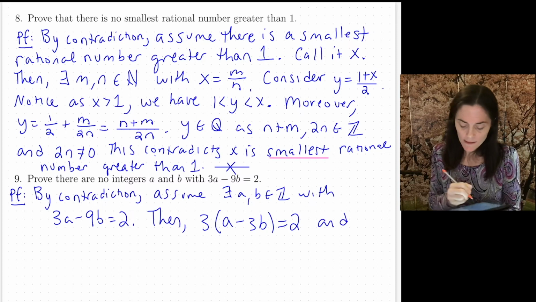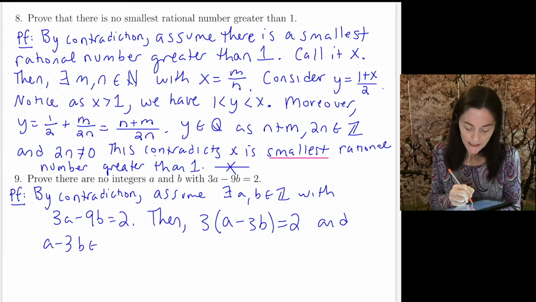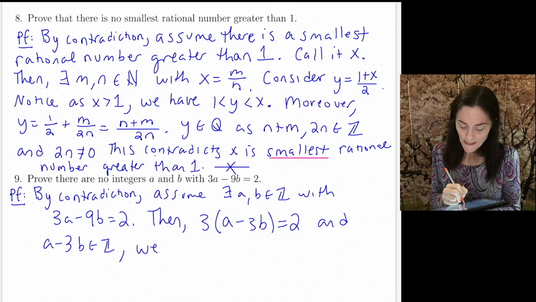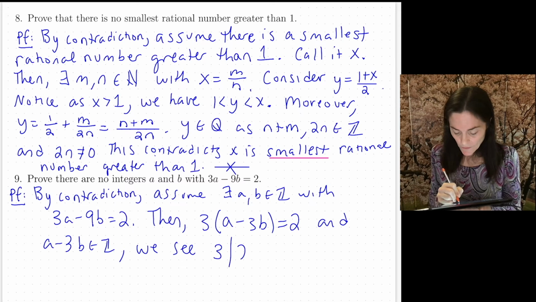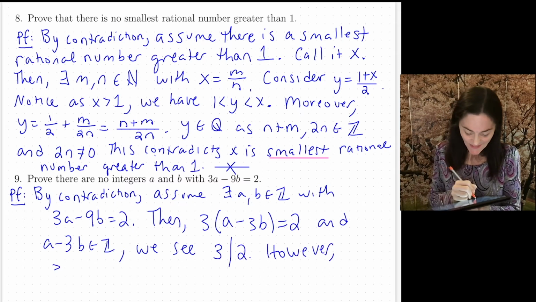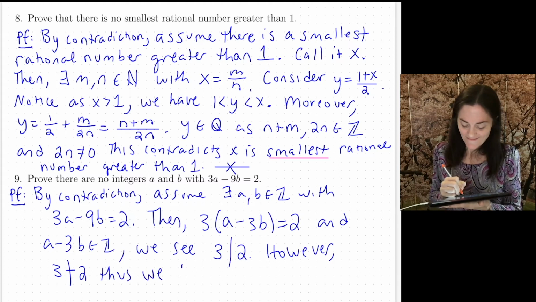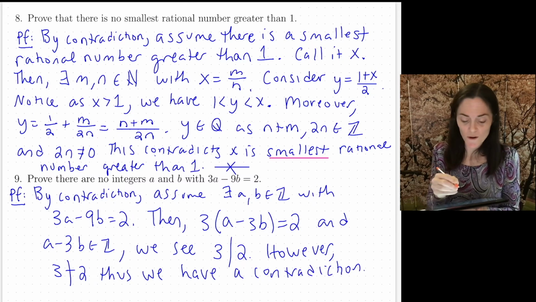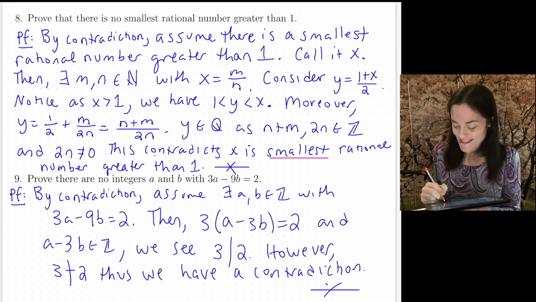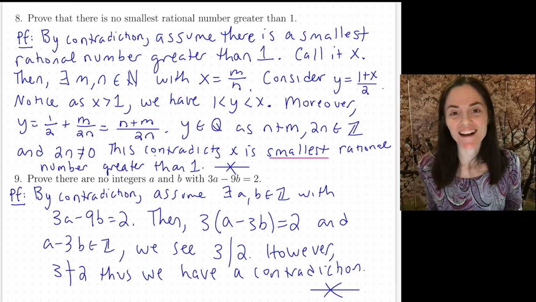And then as a minus 3b is an integer, we see that 3 divides 2. However, we know 3 does not divide 2. We have a contradiction. And this is the end of this proof. This one was a little bit shorter. 3 divides 2 and 3 does not divide 2 provides our contradiction.